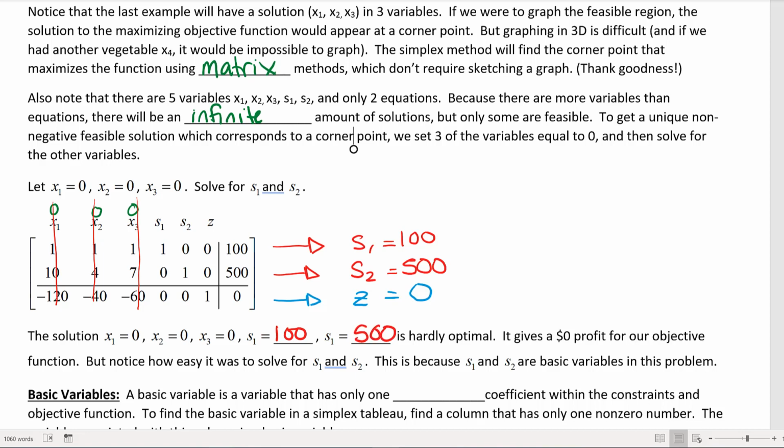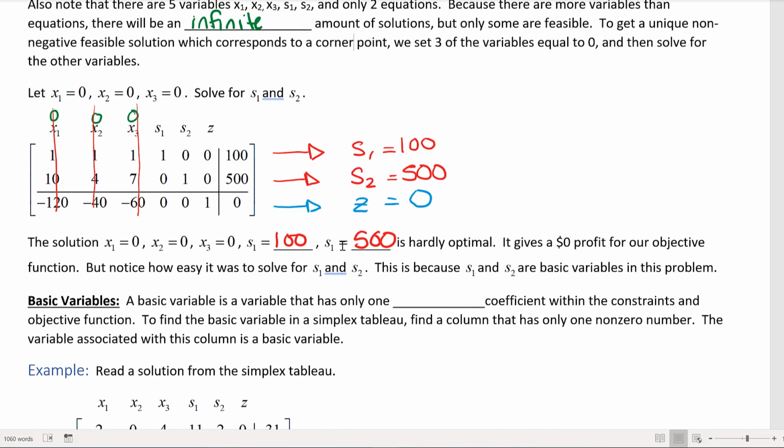It gives a 0 profit for our objective function, z, but did you notice how easy it was to solve for s1 and s2? That's because s1 and s2 are called basic variables for this problem. So let's define what a basic variable is. A basic variable is a variable that only has one non-zero coefficient within the constraints and objective function. So to find the basic variables in a simplex tableau, find a column that only has one non-zero number. The variable associated with this is called the basic variable.